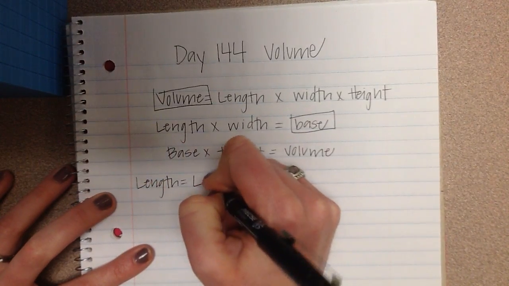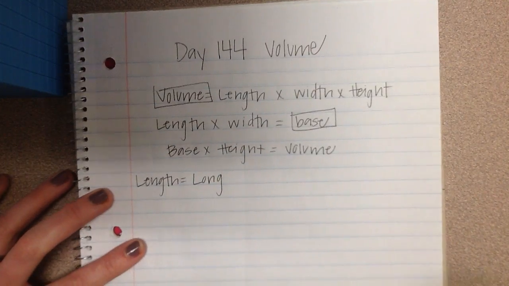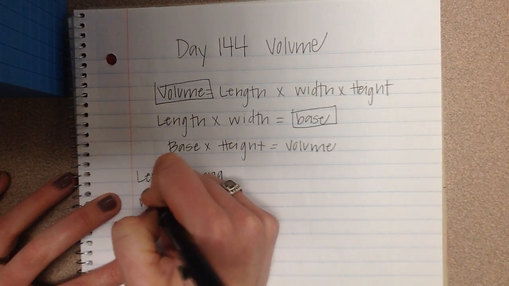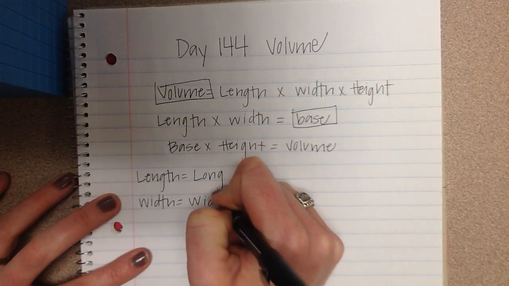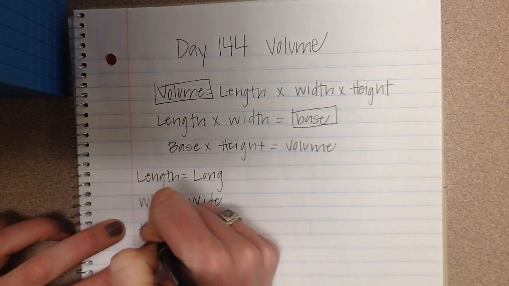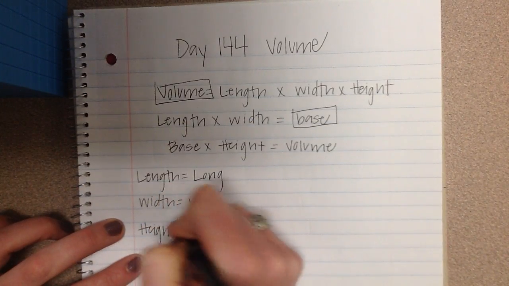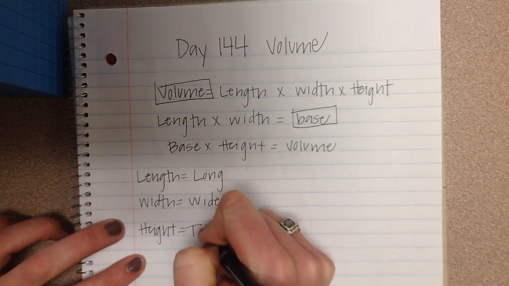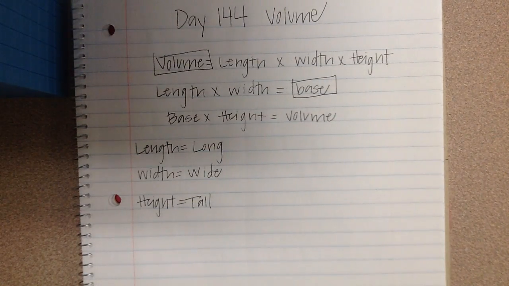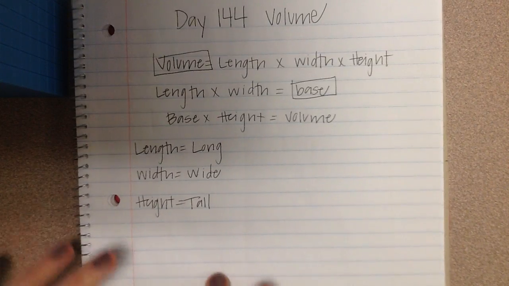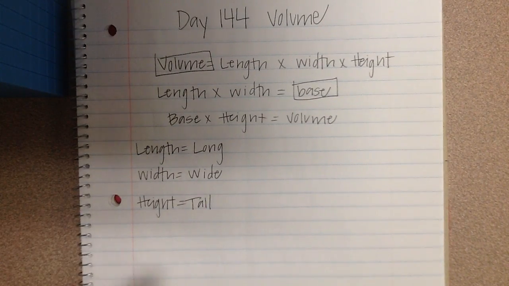So, length equals long. Length means how long something is. Width equals wide. And height equals tall. Okay? So, that is the basic for volume. Okay? Those are all the formulas you need, and if you follow these formulas, then you got it.